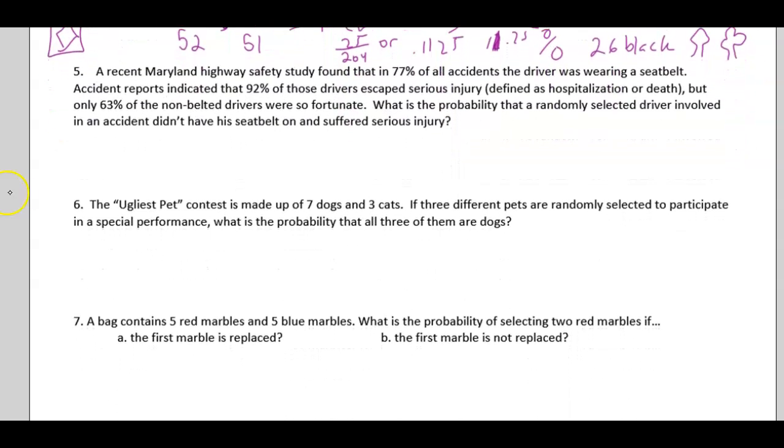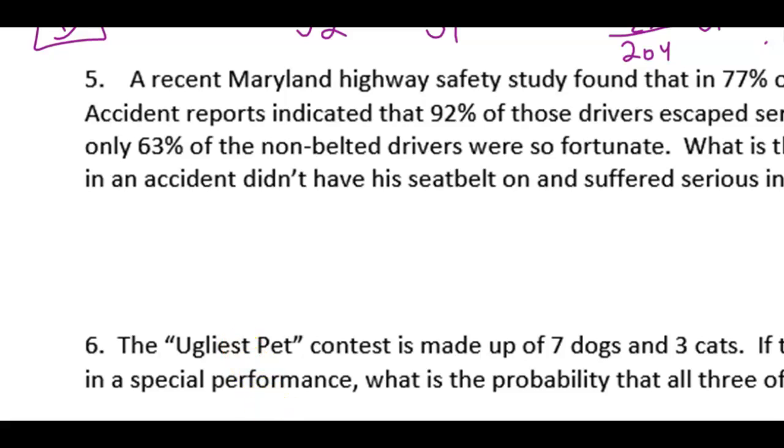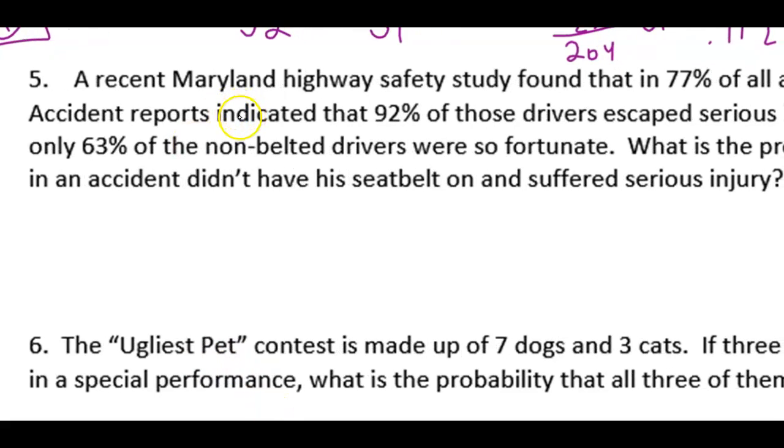I spent way too much time on number 4. But anyway, let me make this one bigger so I can have space to make my tree diagram. I know you can't see it, so I'm going to read it here from my sheet. It says, a recent Maryland highway safety study found that 77% of accidents, the drivers were wearing a seatbelt. Accident reports indicate that 92% of those drivers escaped serious injury. But only 63% of the non-seatbelt drivers were fortunate. What is the probability that a randomly selected driver involved in the accident didn't have his seatbelt on and suffered serious injuries?